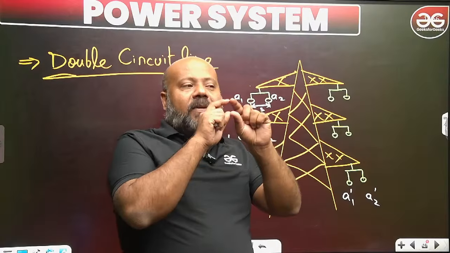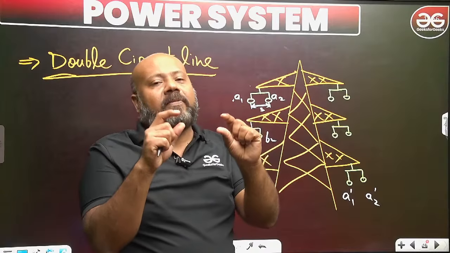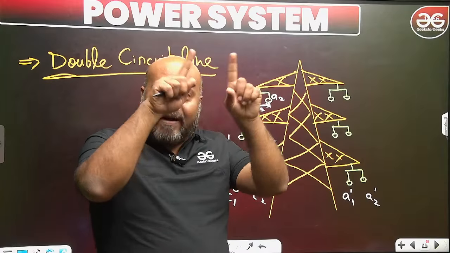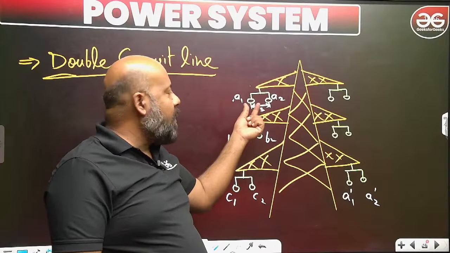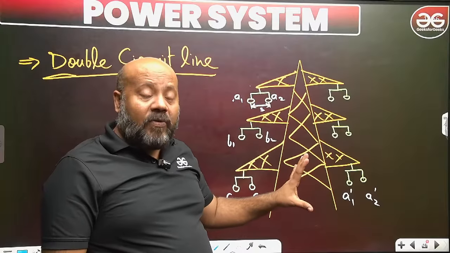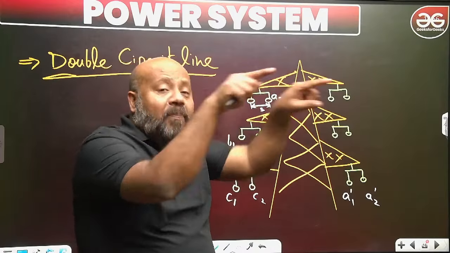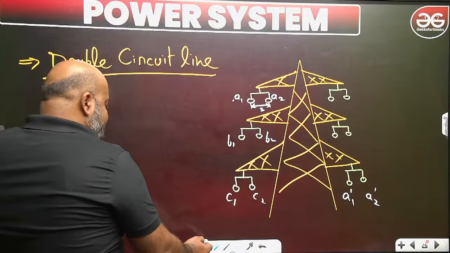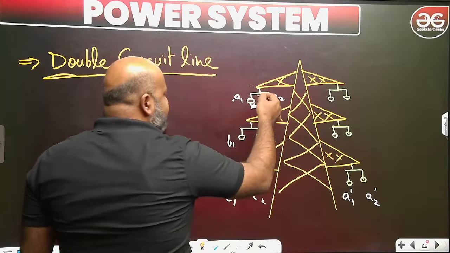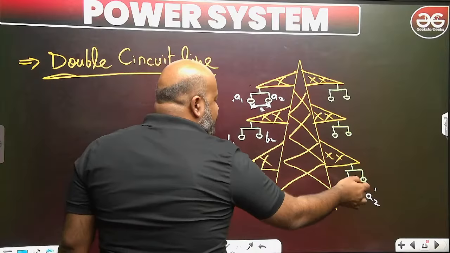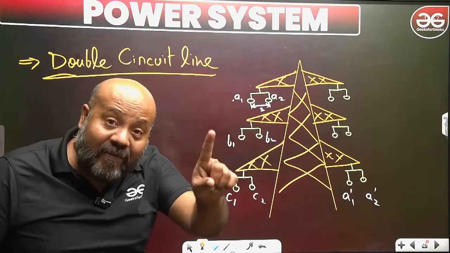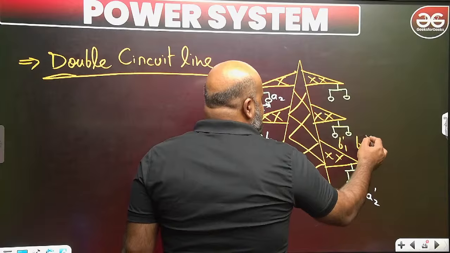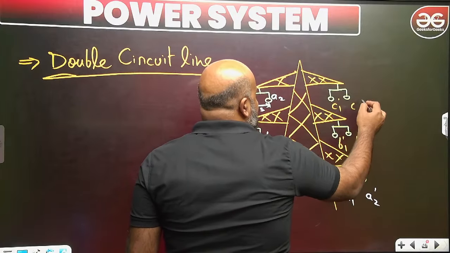In bundled conductors, you are simply dividing one conductor into different subconductors, but that is just one group of conductors for A phase. Here, for A phase we have two separate parallel lines, that is why we call it a double circuit line. So A1, A2 and A1 dash, A2 dash belong to one phase, that is A phase. This is suppose B1 dash, B2 dash, and this is suppose C1 dash, C2 dash.